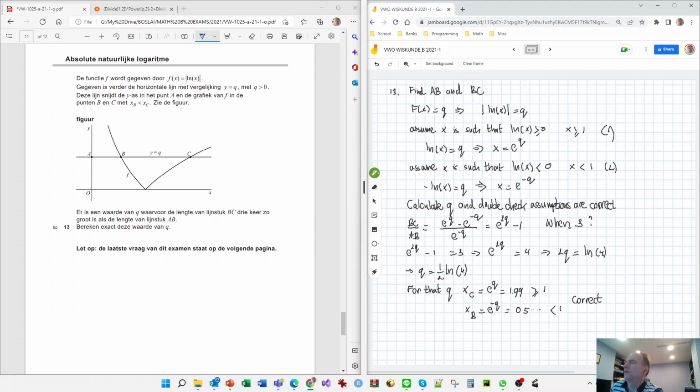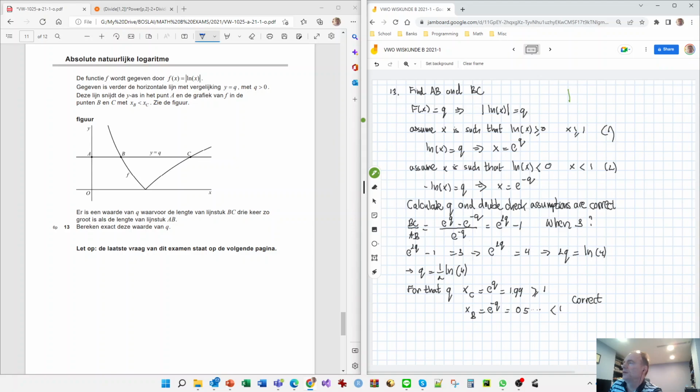For a small q, actually this would not be true necessarily. And now assume that x is such that the logarithm of x is less than 0, which happens for x less than 1. Then we find minus the logarithm of x equals q.